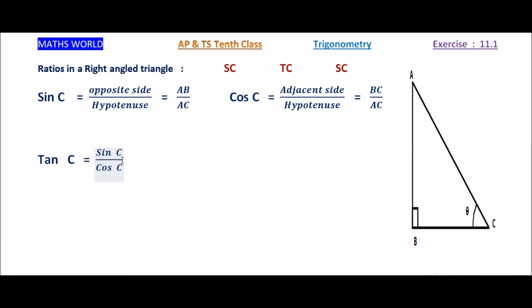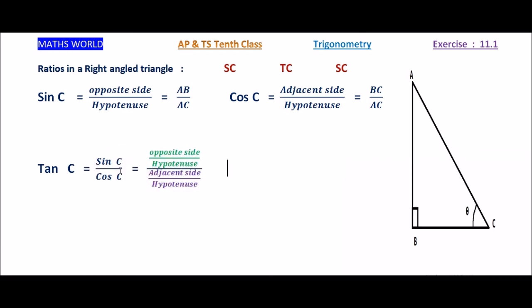So simply substitute in the formula. Tan C is equal to sin C divided by cos C, that is equal to, sin C is opposite side by hypotenuse divided by cos C is adjacent side by hypotenuse. So in the numerator hypotenuse, in the denominator hypotenuse will be cancelled. The remaining, that is equal to opposite side divided by adjacent side. So from the triangle image, what is the opposite side? Already told. Opposite side is AB. Adjacent side is BC. So tan C is equal to opposite side by adjacent side, that is equal to AB by BC. So in TC, tan C is complete.